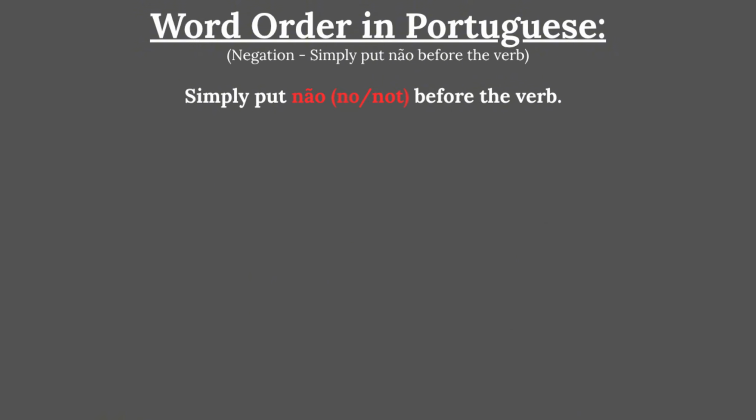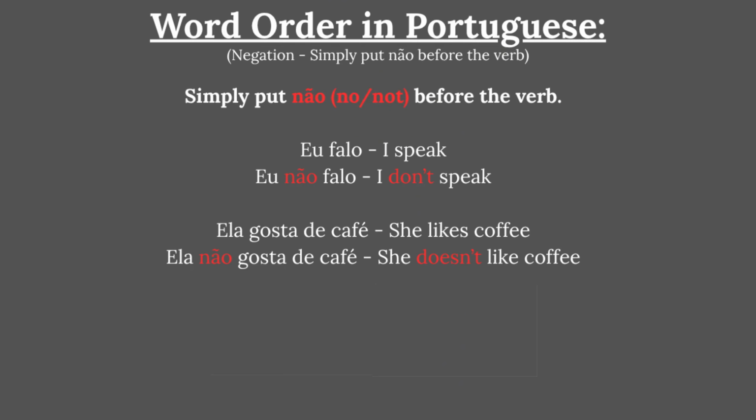When it comes to negation, Portuguese follows a simple pattern of putting não, meaning no, or not, before the verb. Some examples are Eu falo, Eu não falo. Ela gosta de café, Ela não gosta de café. Even so, Portuguese allows double negatives, but this is a concept for a different video.